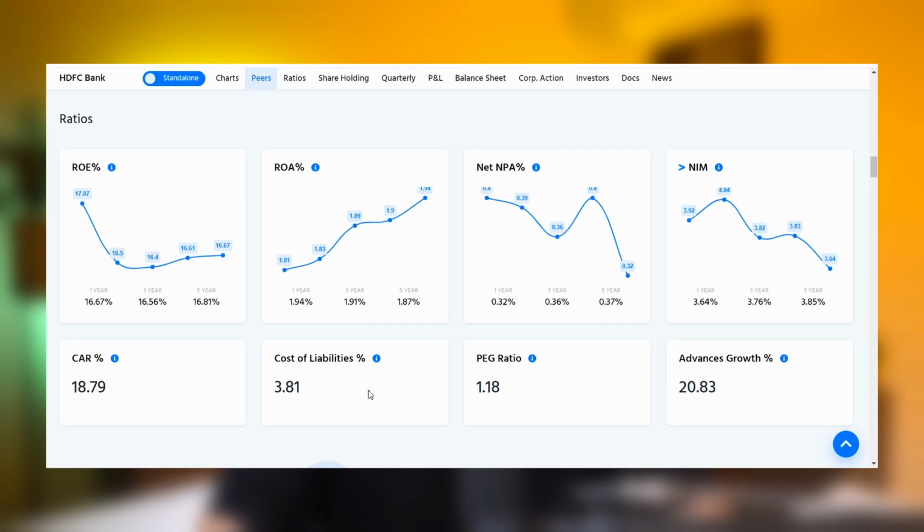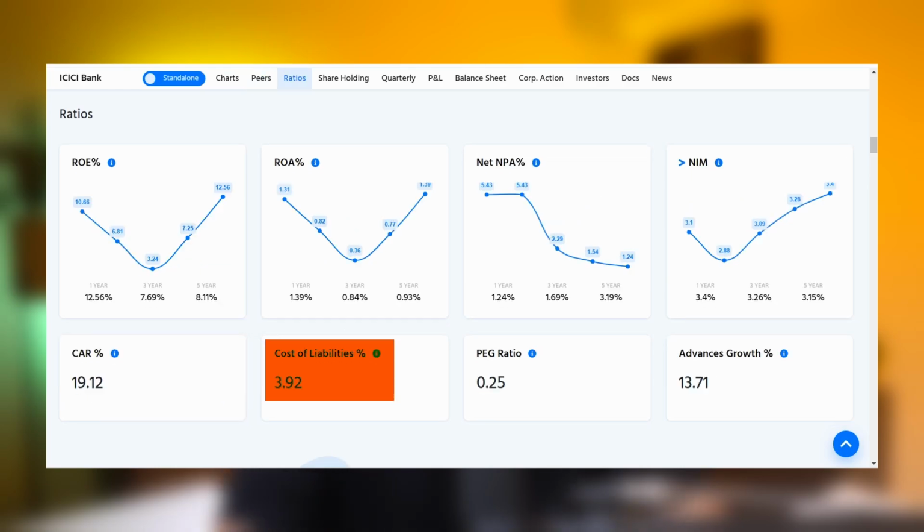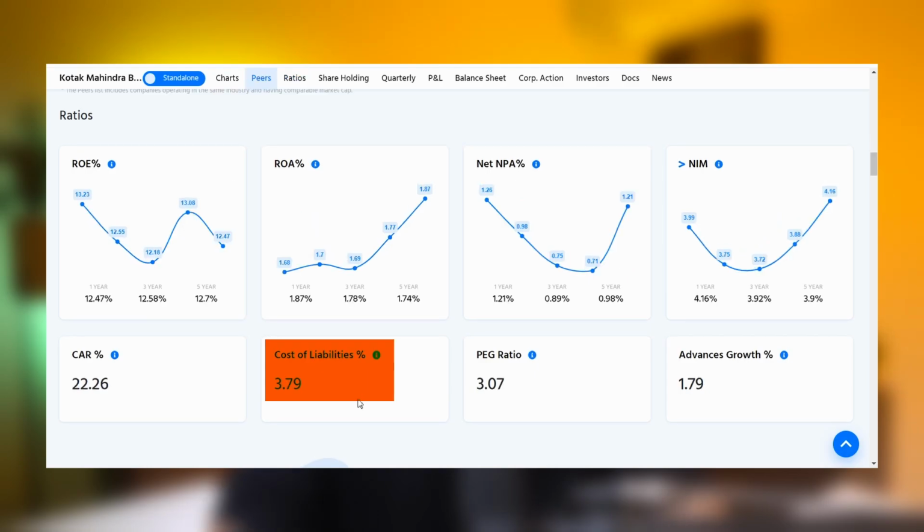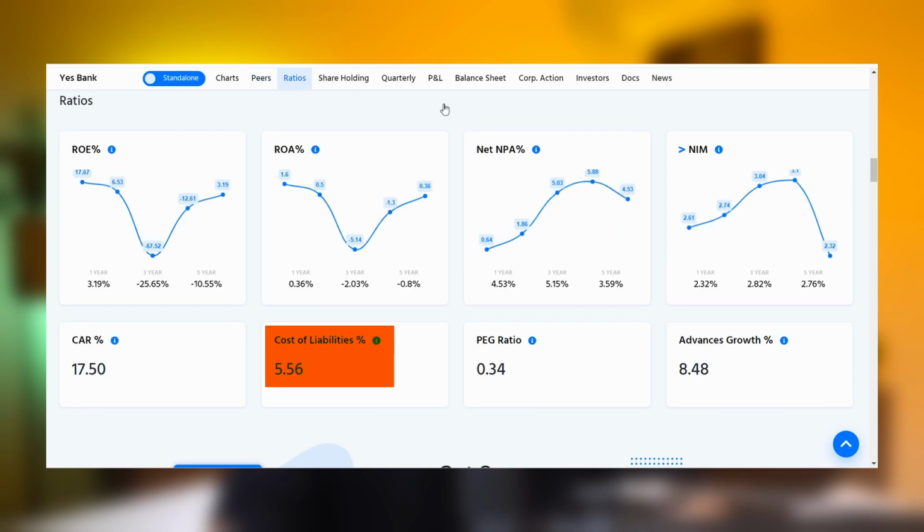For example, HDFC Bank's cost of liabilities is 3.81%. For ICICI, it is 3.92%. Kotak, 3.79%. Yes Bank, 5.56%. Now, you need to see this cost of liabilities in conjunction with CASA. Is CASA high just because the bank is giving out higher interest, 6 to 7%? As an investor, you need higher CASA with lower cost of liabilities.